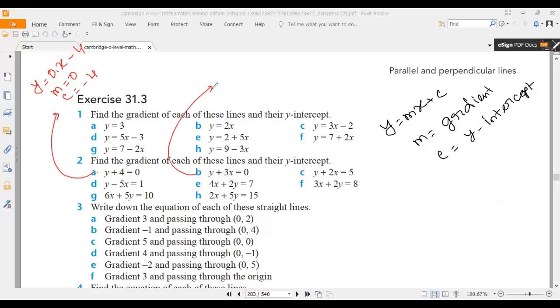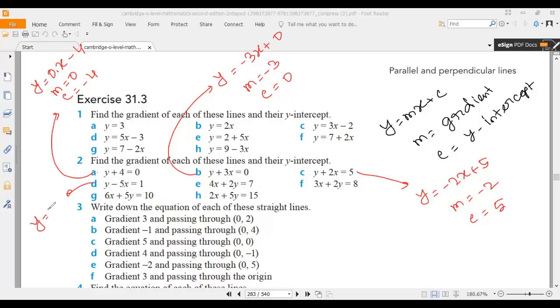Okay. Number B, y plus 3x equal to 0 can be written as y equal to minus 3x plus 0. Then m, the gradient will be minus 3 and c, y-intercept will be 0. Number C, y equal to minus 2x plus 5. Then the gradient m will be negative 2 and y-intercept c will be 5. Number D, y equal to 5x plus 1. Then the gradient m will be 5 and c, y-intercept will be 1.